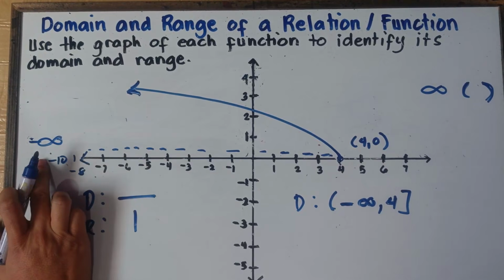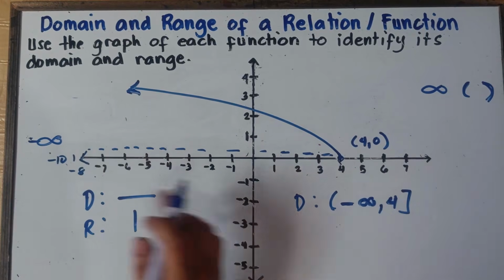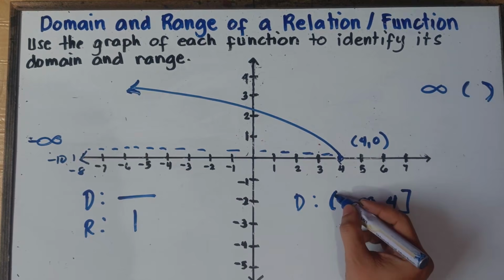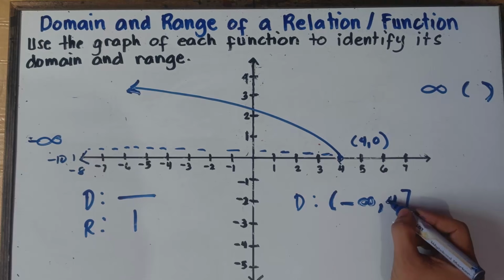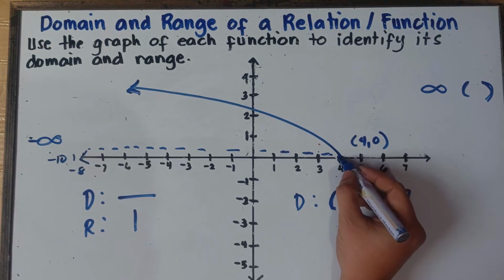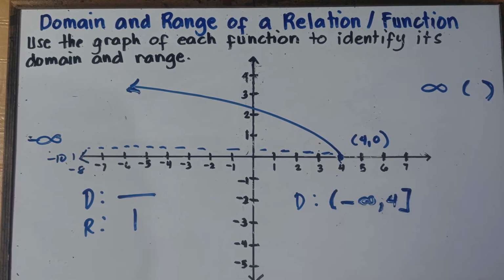Now, once again, when making solution sets, you start with the left and then right. So we have negative infinity, parenthesis. For infinity, always use parenthesis. Negative infinity, comma, up to positive 4, because our x value, the last point, would be positive 4. Since we have a closed circle, we use bracket. And that would be the domain.